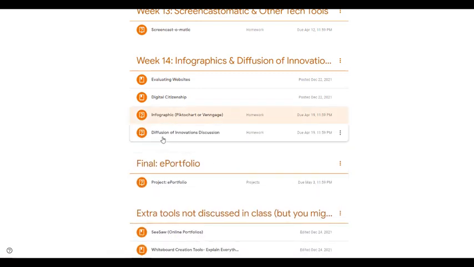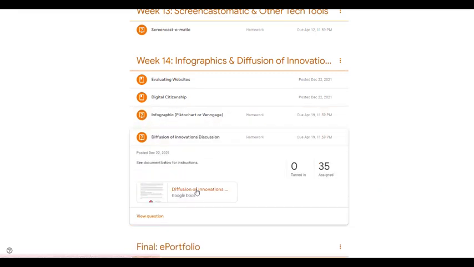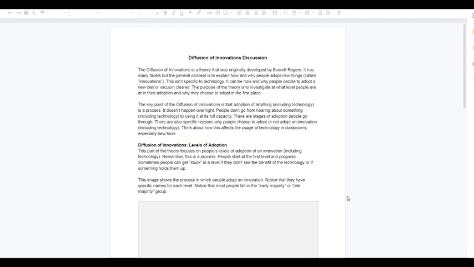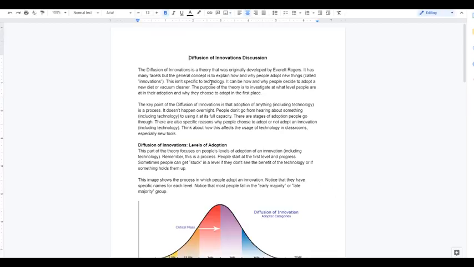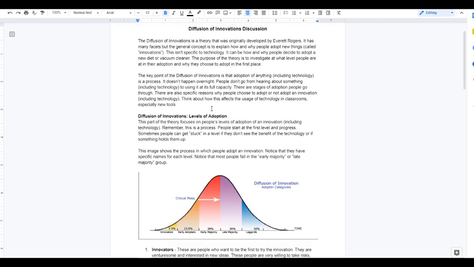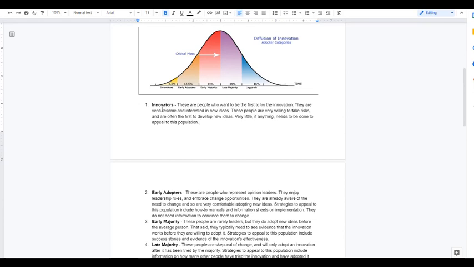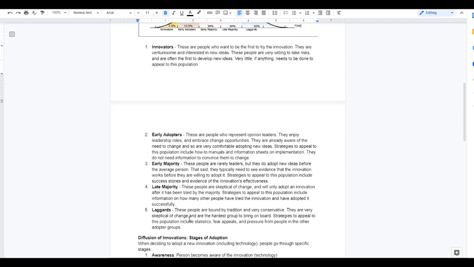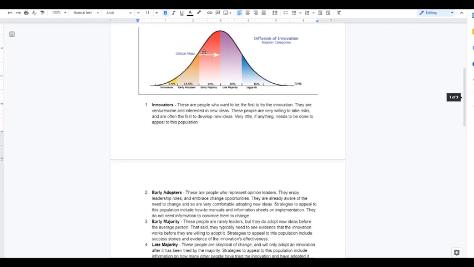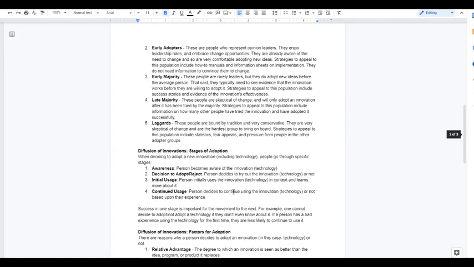All right, and then the next piece is the Diffusion of Innovations discussion. So we're going to open this up and we're going to read about the diffusion of innovations. There's multiple pieces of this theory by Everett Rogers. One is the levels of adoption, so how people adopt. There are different levels: innovators, early adopters, early majority, late majority, and laggards. That is kind of the flow of how people go about adopting any given technology or any given innovation.